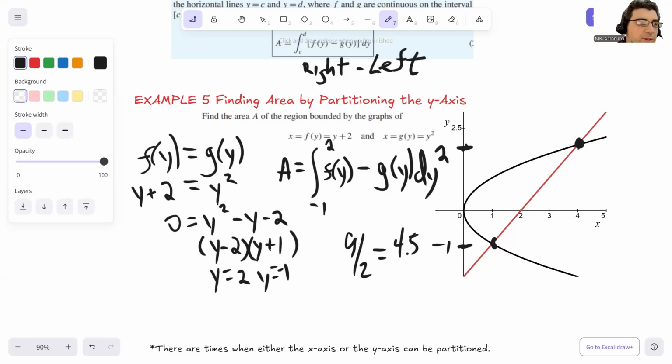So there are times whenever you can partition it with respect to the x or the y-axis.